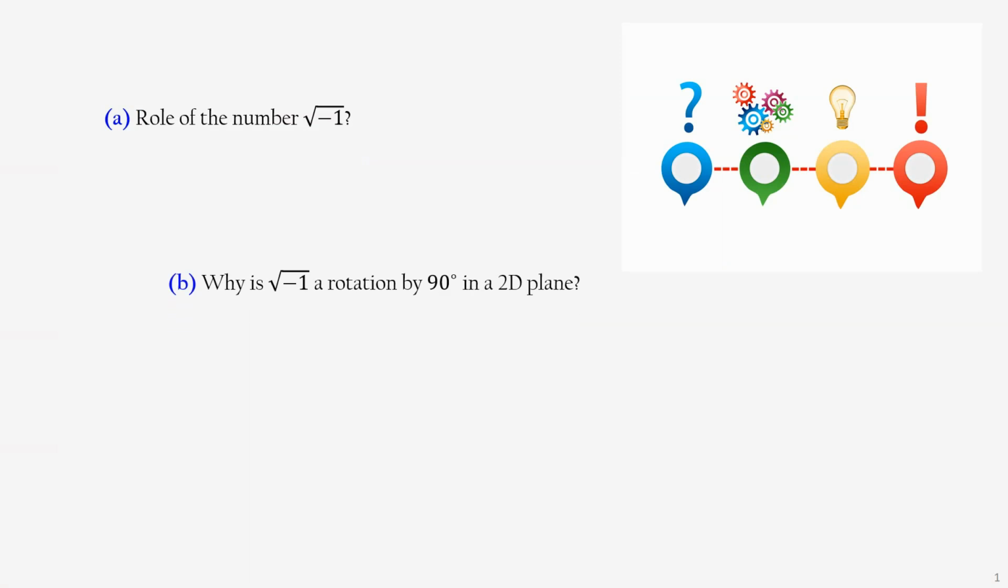The next question was, why is square root of -1 a rotation by 90 degrees in a 2D plane? A square root and a rotation do not seem to be linked at all. The final question was, is it possible to make sense out of a number like e raised to the power j theta, which with the values plugged in comes out to be this. This is a question I will not answer in this video, but it is available in the original article. I will give the link below that this video is made from.